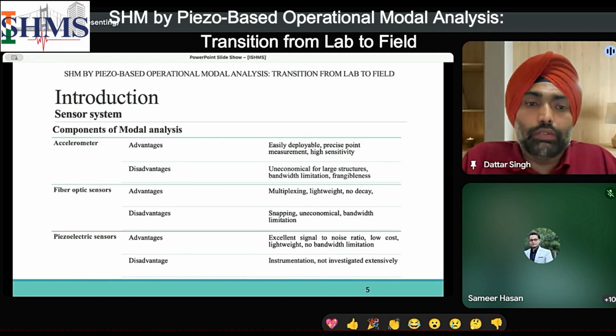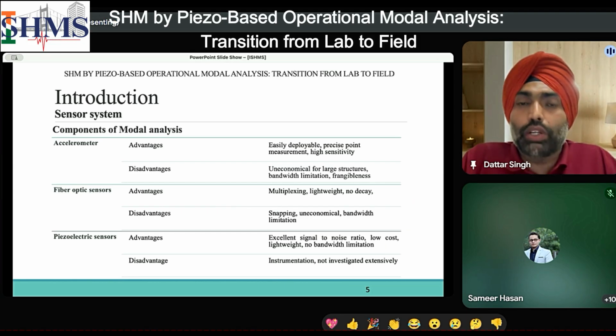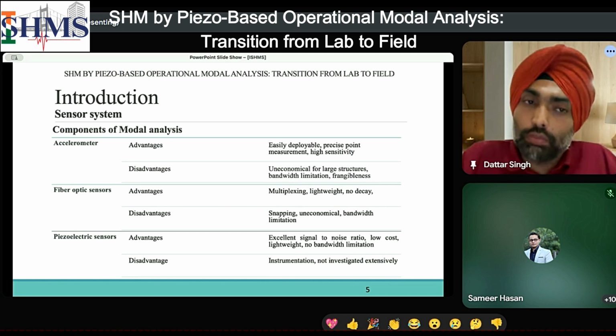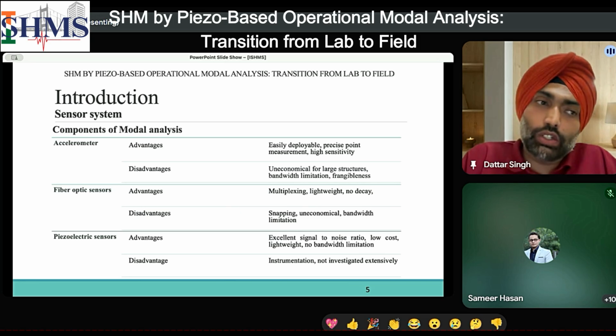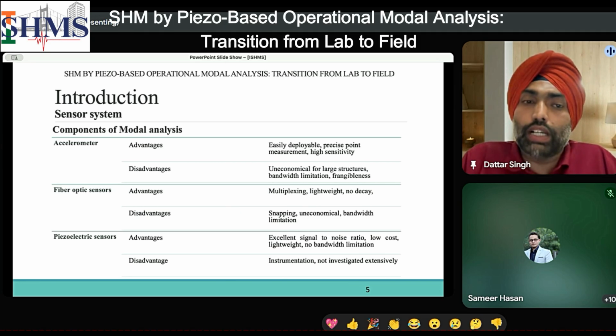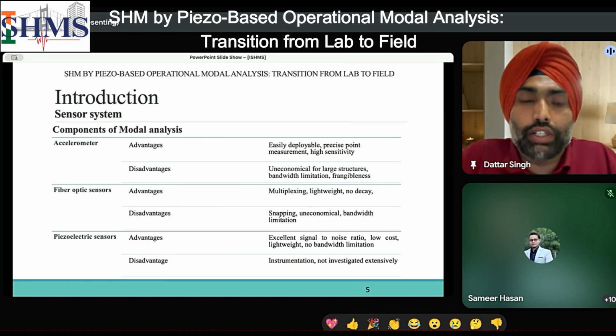Again, when we talk about various sensing techniques, it is very important to discuss the sensor system, because the sensor system comprises the majority of the funding required in a basic health monitoring system. It consists of sensing technologies, that is sensors and data acquisition systems. So we have accelerometers, fiber optic sensors, strain gauges, and piezoelectric sensors, which are commonly used in both local as well as global monitoring techniques.